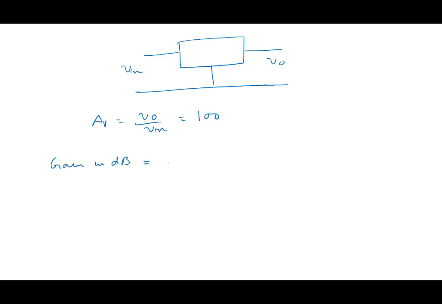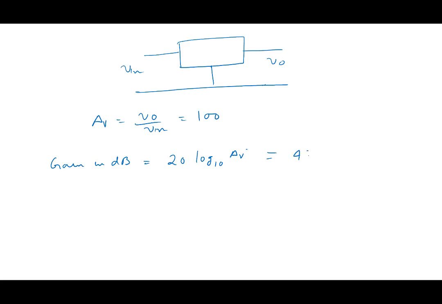How do we do that? 20 log 10 AV, right? AV, which gives us 40 dB.